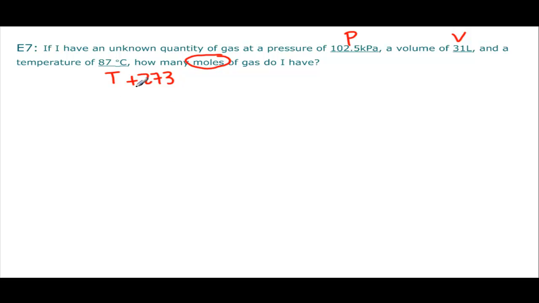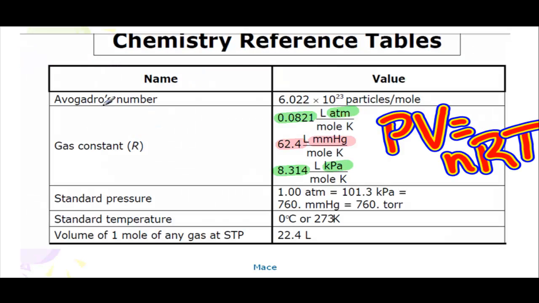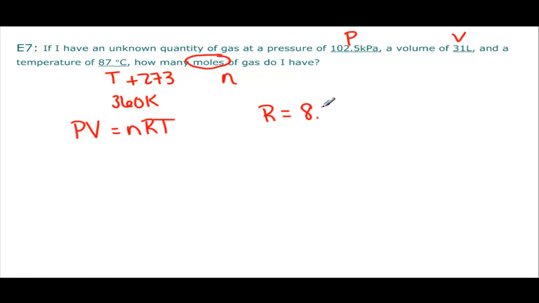Make sure that you do that and you end up with 360 Kelvin. Now moles is what I'm trying to find, so that's n. So I see that my formula is PV equals nRT. So I need my R value. My pressure is in kilopascals, so if I look at my reference packet, I see kPa. I use 8.314. So R is 8.314, and that's liters kilopascals per mole Kelvin.